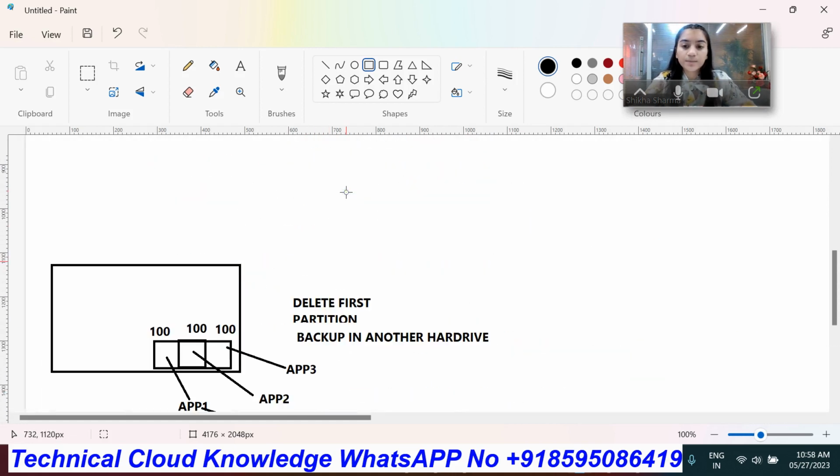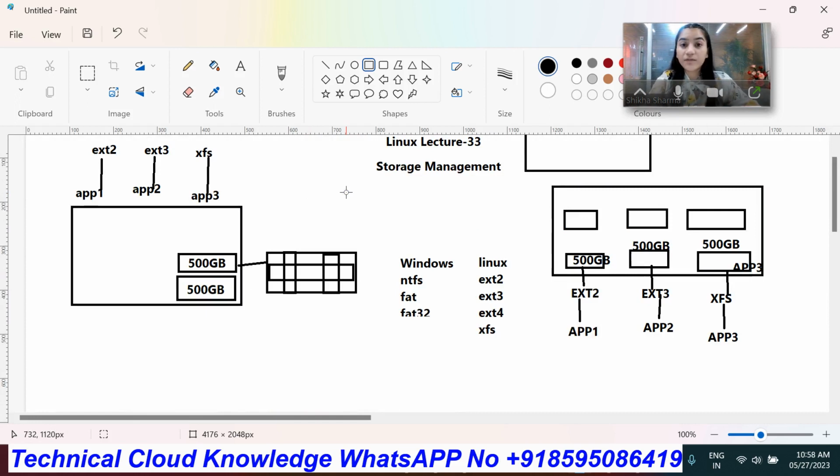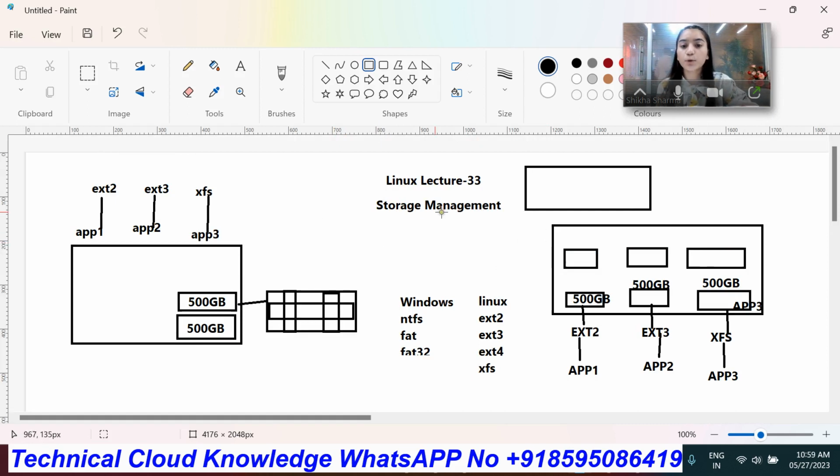Also let me tell you one thing: when you are doing partitioning on the cloud, such as Azure, it is also necessary that you know storage management, because in the near future you may have to set up storage on your AWS instance. At that time too, you will need to know about partitioning as well as formatting options. That is why storage management is necessary. I hope you are clear with the storage management topic.